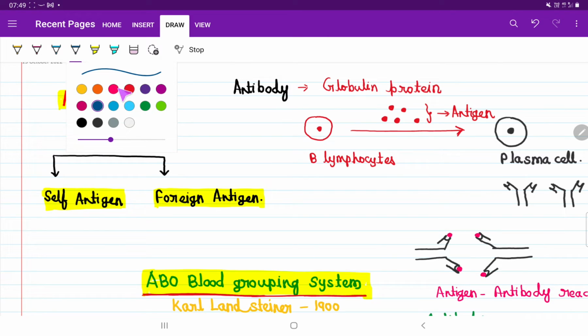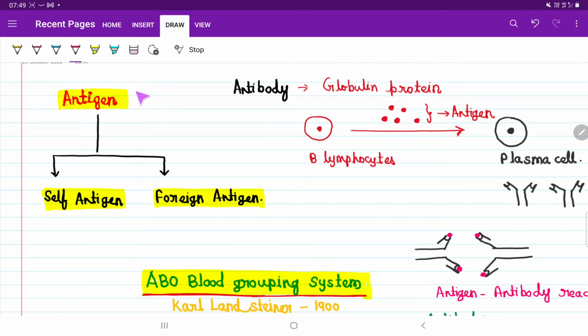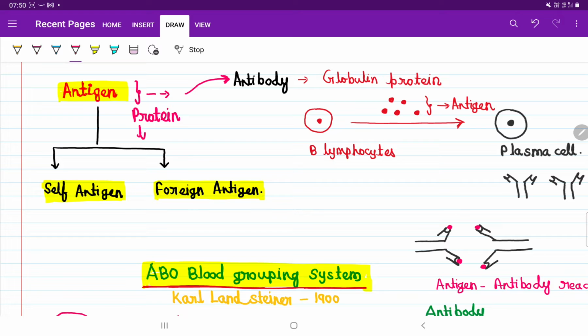What are antigens, students? Antigens are chemical substances, right? Once they enter the body, they instigate production of antibodies. Yes, they are chemical substances which provoke production of antibodies. Now these antigens can be protein. Mainly the most powerful kind of antigens are protein, or they can be some kind of lipopolysaccharides also.